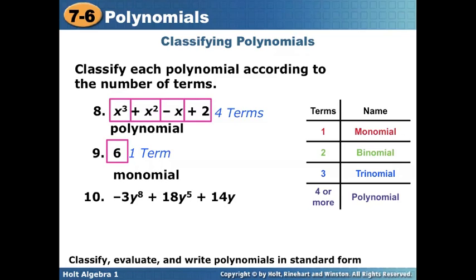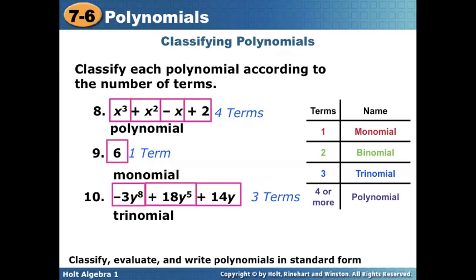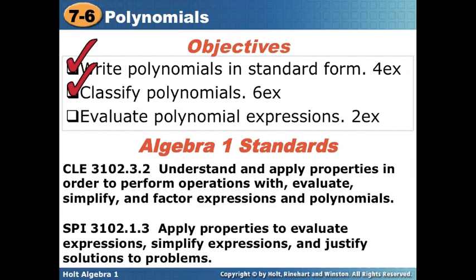Example number 10. Count the terms. Here we have 3 terms, so this is called a trinomial. That concludes us classifying polynomials. We'll continue to our last part, which is evaluating polynomial expressions.